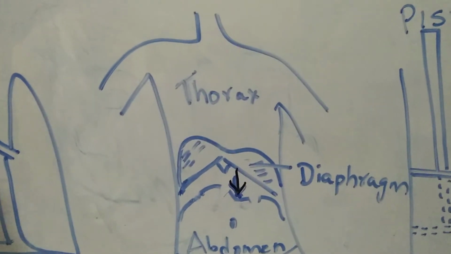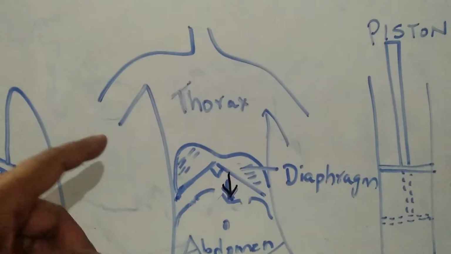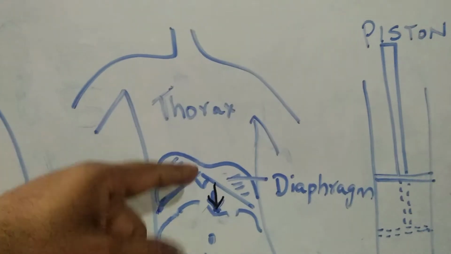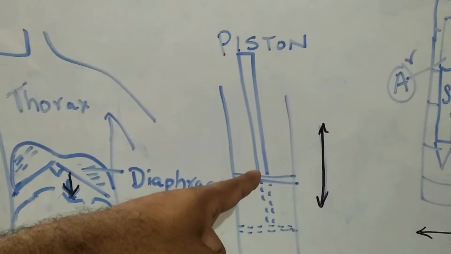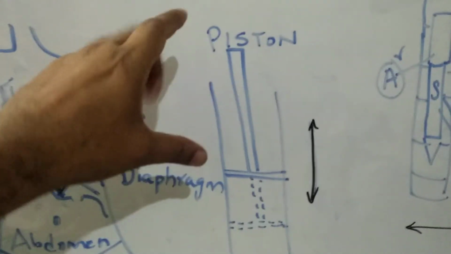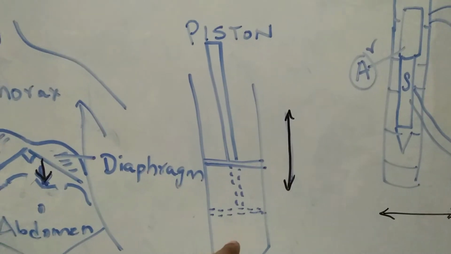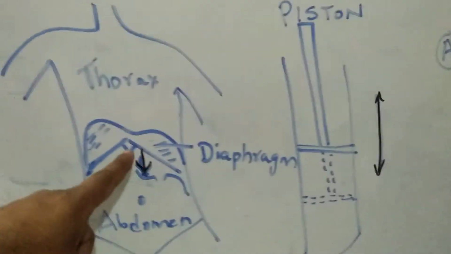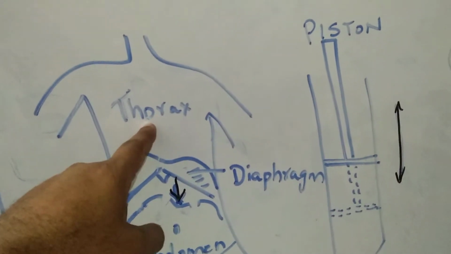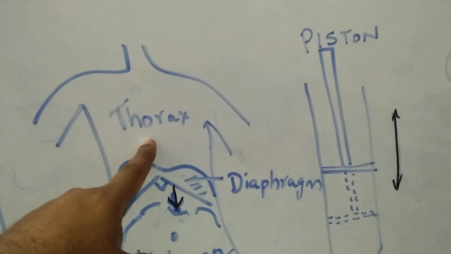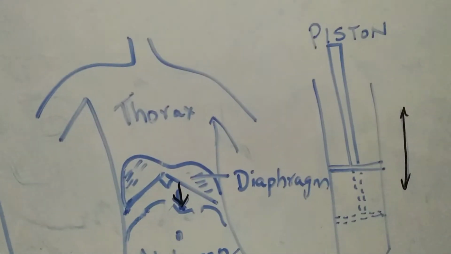This diaphragm is a muscular partition between thorax and abdomen. During inspiration, the diaphragm muscle contracts and it shifts downward like this, similar to a piston. When you pump a cycle pump, the piston will go down, right? So the pressure inside this will increase, but the pressure here reduces. Similarly, the pressure in the abdomen increases, but the pressure in the thorax reduces. So this negative intrathoracic pressure in the thorax will draw the air into the lungs. This process is called inspiration.